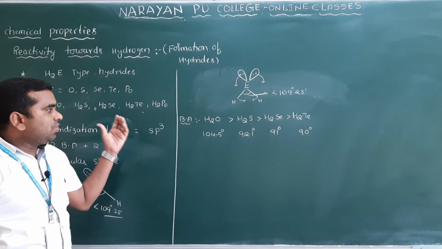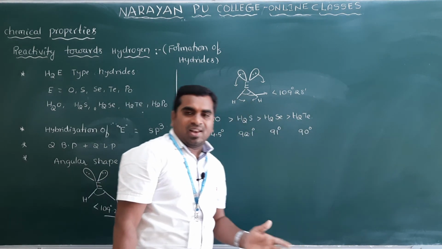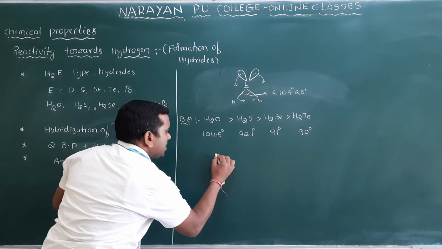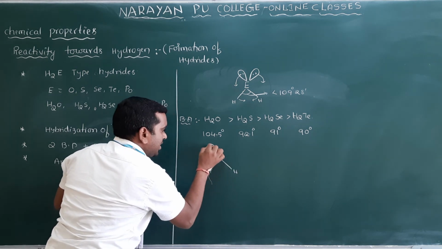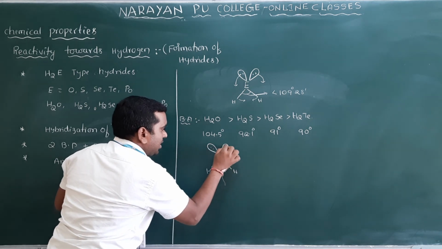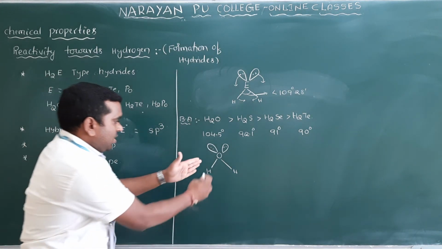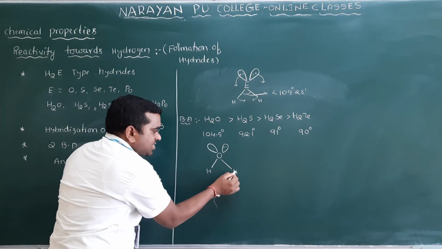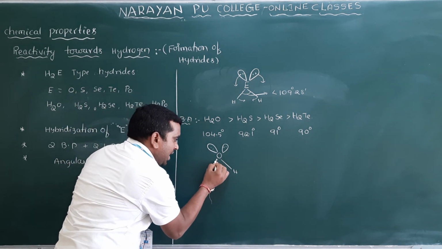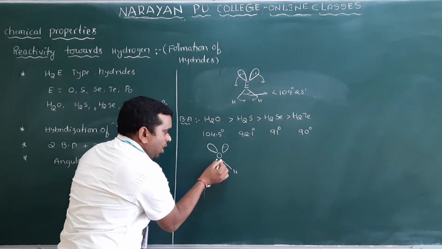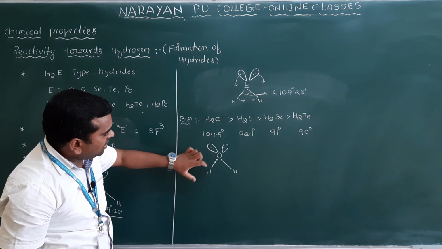Clear? If you are moving from oxygen to tellurium, what will happen here? Bond angle decreases. Why does the bond angle decrease? You see, here there will be a hydrogen and here there will be a hydrogen. It has a pair of electrons. Oxygen and hydrogen, which one is more electronegative? Oxygen. So the bond pair electrons are close to oxygen, because oxygen is more electronegative and drags the electrons towards it.